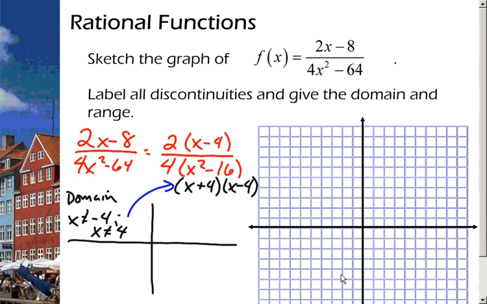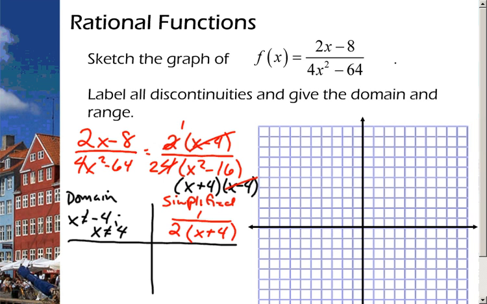And then over here, let's talk about the simplified version. So the simplified version of the function, you can divide out the x minus 4. So that's going to go away. And actually the 2's are going to divide out. That'll become a 1. That'll become a 4. So your simplified version is going to be 1 over 4 times x plus 4. So that's going to be the function that's going to mimic what the original function is, with the exception of what the discontinuities are.